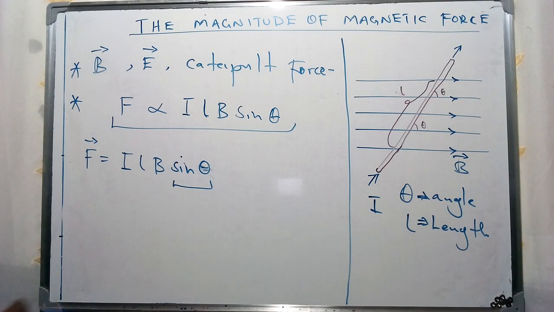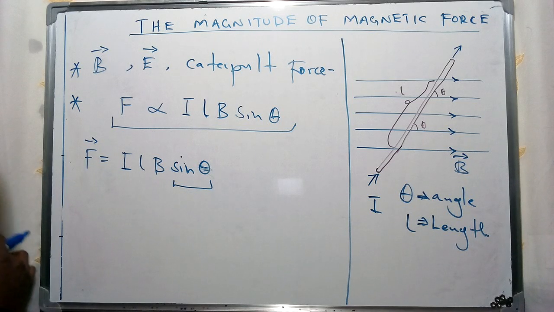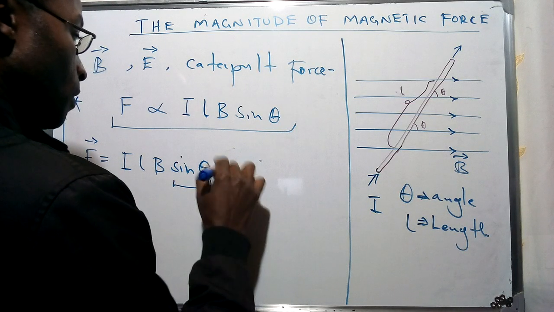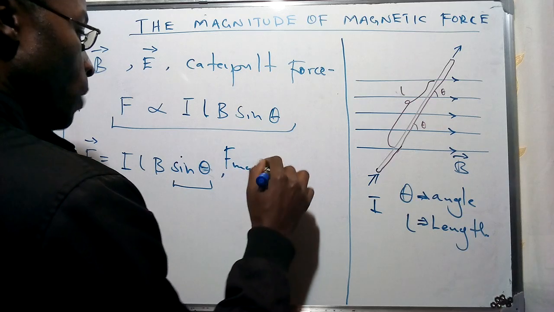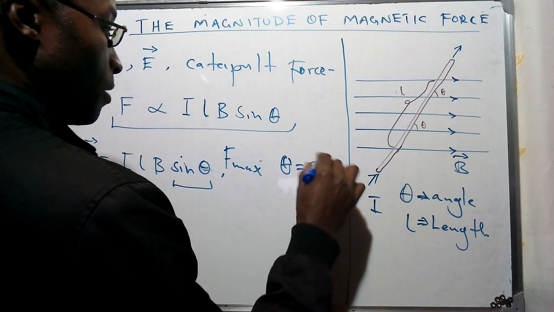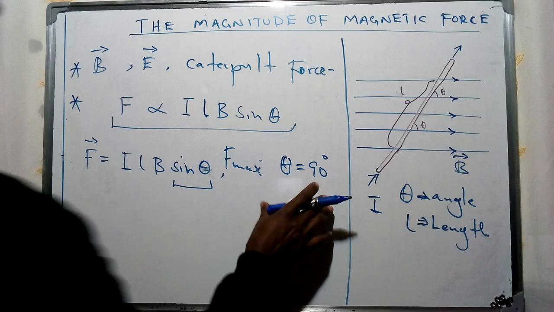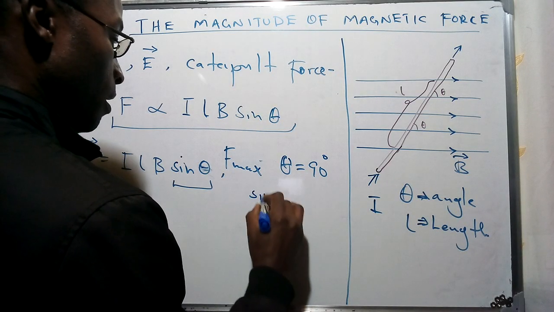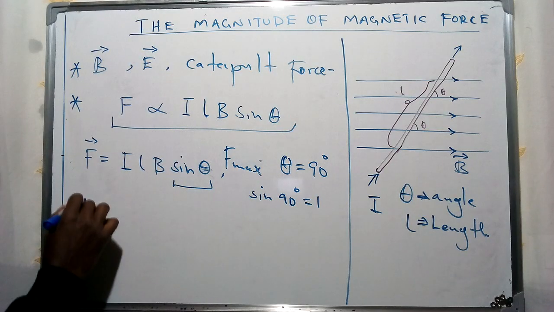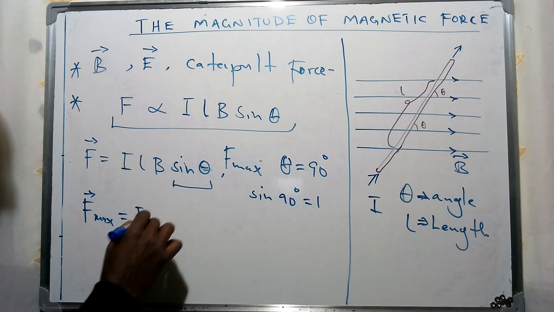Now, from this one, we are going to see that the force is going to depend on this specific angle, whereby we are going to achieve a maximum force, which we can give as force maximum, when this theta is equivalent to 90 degrees. So if it is perpendicular to this magnetic field, then we are going to achieve the maximum force. But as we know from the trigonometric ratios, the sine of 90 degrees is equivalent to 1.